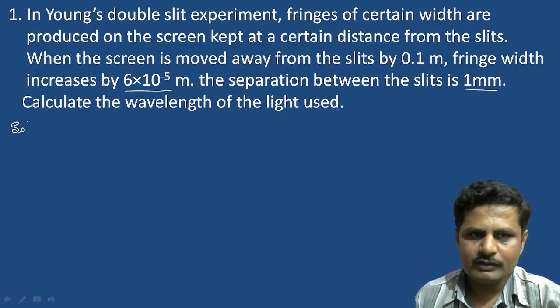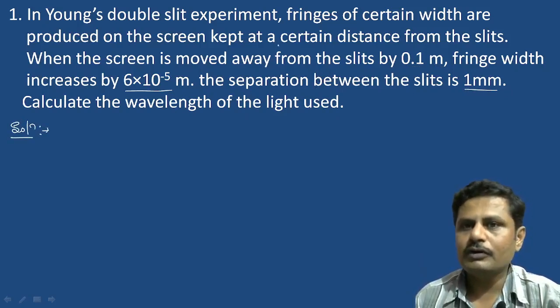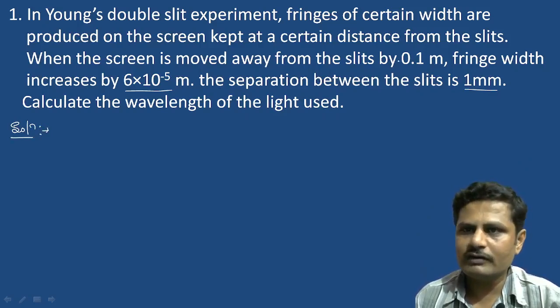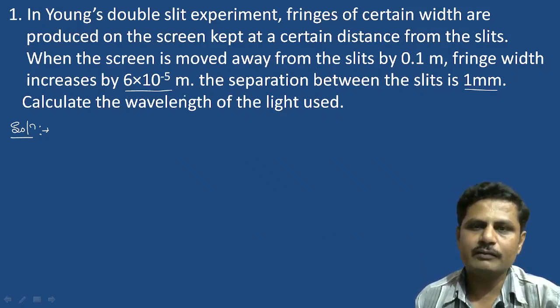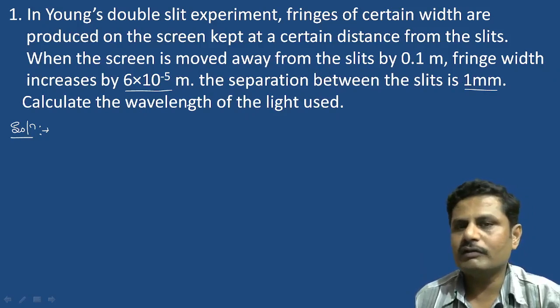In this problem, we can see two situations. The first one is before moving the screen away from the slits, we will get a certain fringe width. And after moving the screen away from the slits by 0.1 meter, the fringe width increases by 6 into 10 raised to minus 5 meter. The separation between the slits is constant in both situations, that is 1 millimeter. We need to calculate the wavelength of the light used.